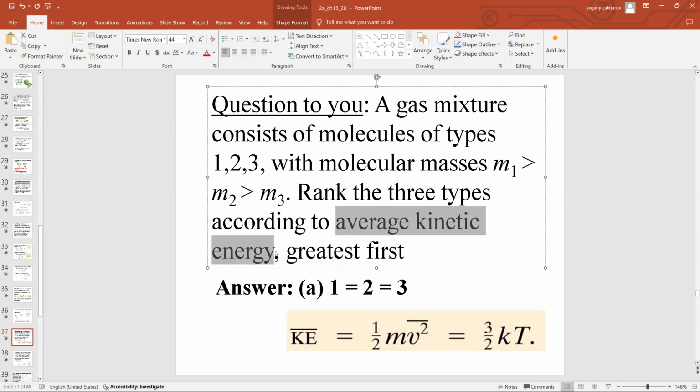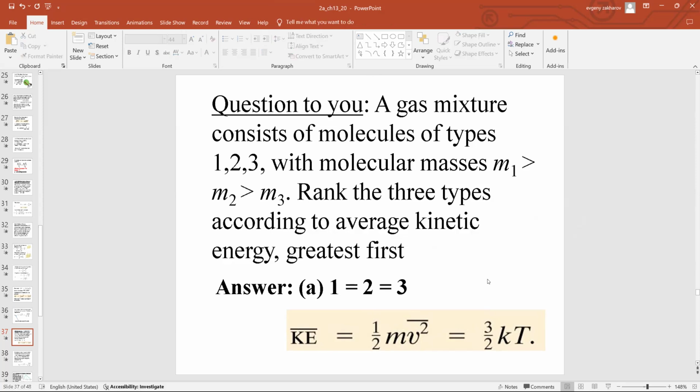For average kinetic energy, you think temperature. And if it's the same temperature for all the gases, then you will get the same kinetic energy. So the answer is the same if it's the same temperature for all the gas mixtures. Be careful with, see how it's not just mass, it's also how fast they go.